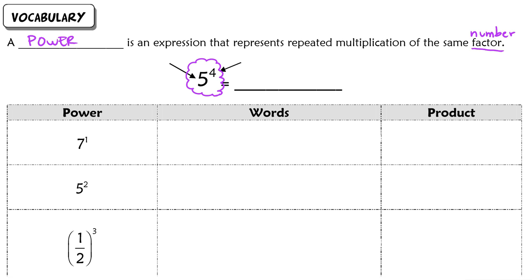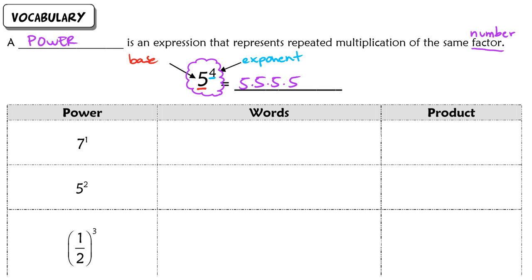Now we have two parts to that power. We have a base, and I'm going to underline that in red. So 5 is our base, and this 4, and I'll do this in blue, is our exponent. So we said that that's repeated multiplication. Notice how I'm saying it, 5 to the 4th power really represents 5 being multiplied by itself 4 total times. So 5 to the 4th is 5 times 5 times 5 times 5.